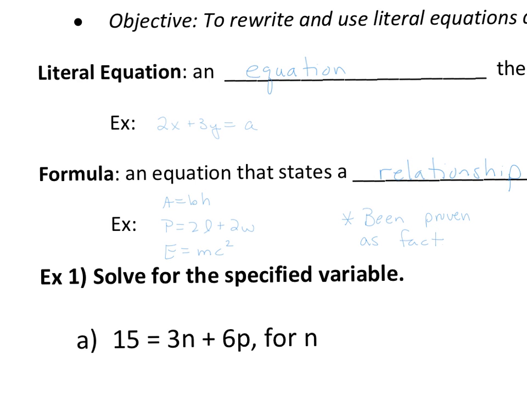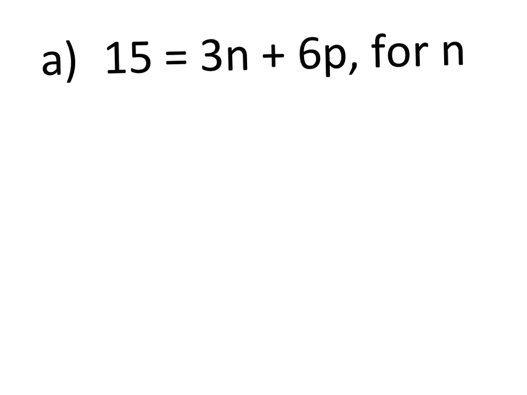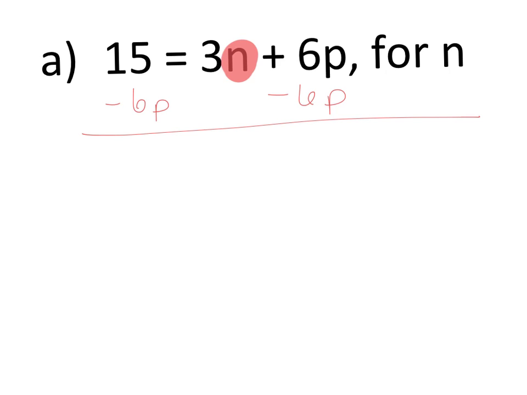Okay, if we look down here at example 1a, this would be an example of a literal equation. It's just kind of craziness. First thing we want to do is isolate our variable. It tells you to solve for n, so we are going to get the n all by itself. To get the n by itself, you're still going to go through the same steps we've been going through in the first 4 sections of this chapter. You're going to start by subtracting 6p over to the other side. So that cancels. I get 15 minus 6p equals 3n.